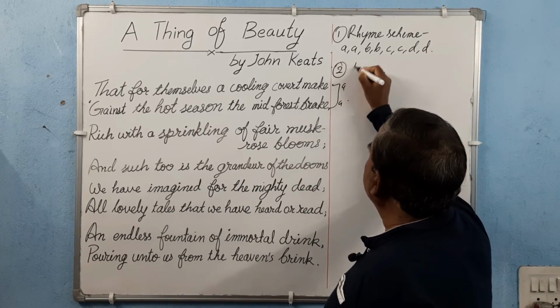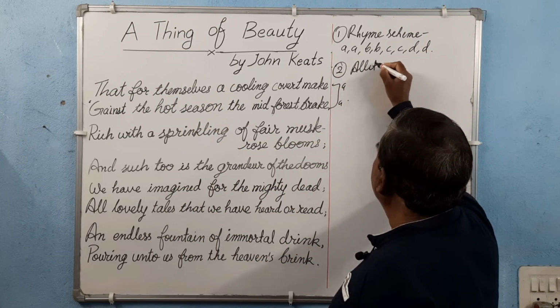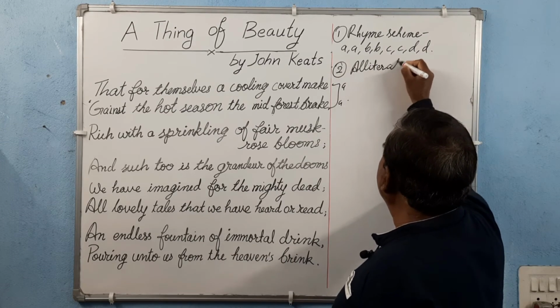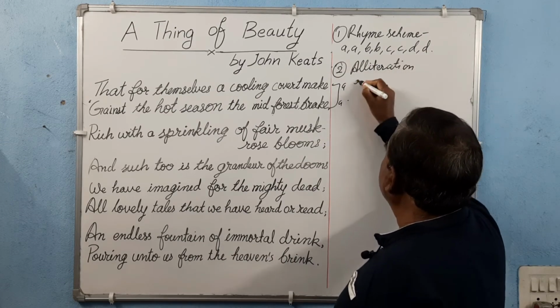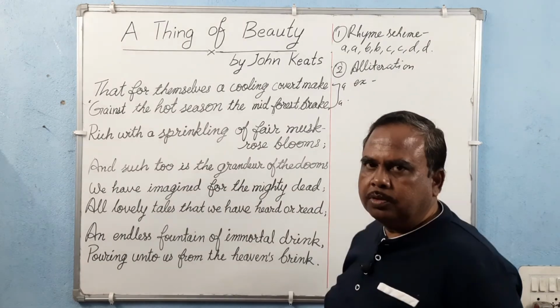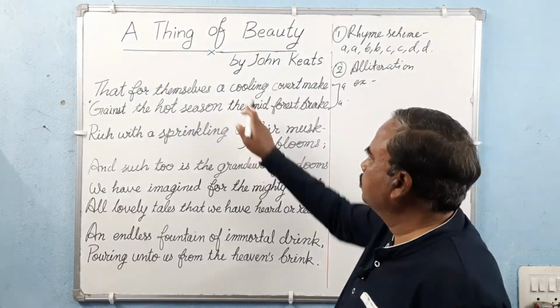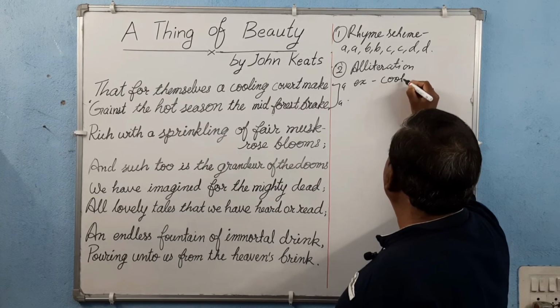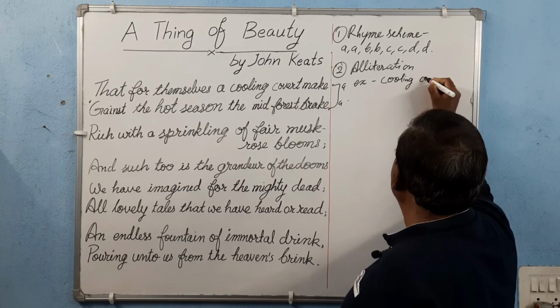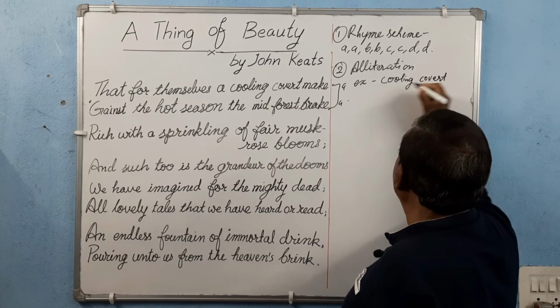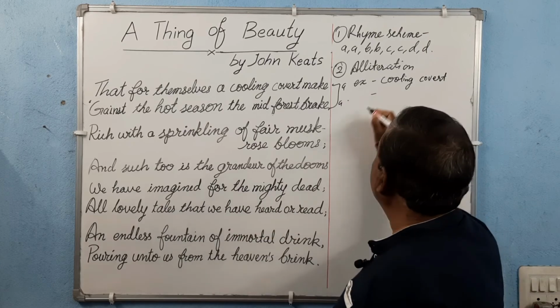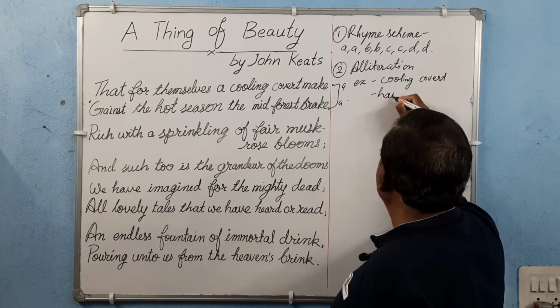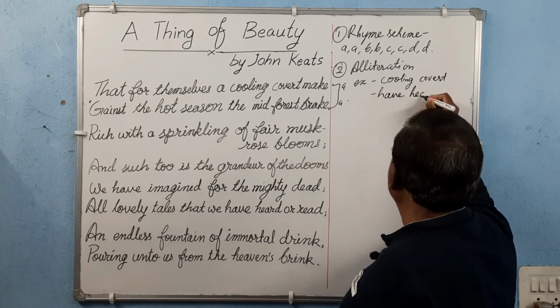Second poetic device is alliteration. Alliteration, repetition of first consonant sound. For example, cooling cupboard, and here have heard.